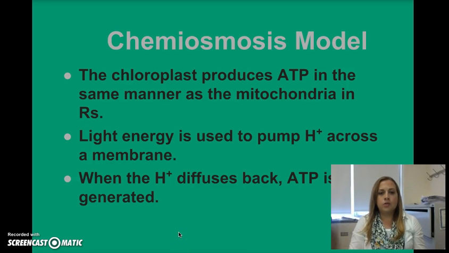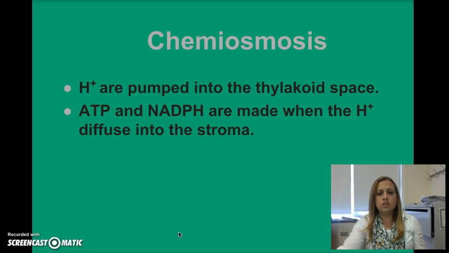Okay, so we want to talk really quickly about this chemiosmosis model. This says that the chloroplast produces ATP in the same manner as the mitochondria produces ATP in cellular respiration. And so now you're using light energy to pump hydrogen ions across a membrane. And then again, when those hydrogen ions diffuse back, ATP is going to be generated. So you're going to see ATP synthase pop up again, and it does look very similar to what we talked about in the last chapter.